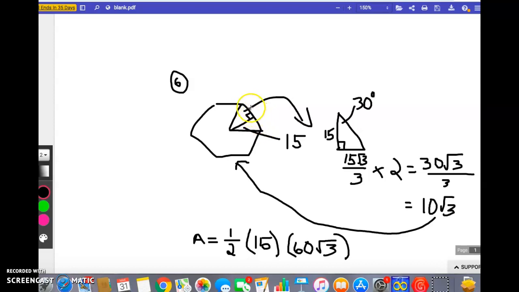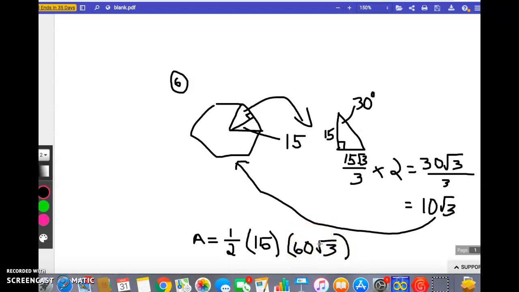But to get the whole side length, one full side, you need to double it. So times 2 gives you 30 radical 3 over 3. And if I simplify, it gives you 10 radical 3. So that's why each side would be 10 radical 3, 10 radical 3, 10 radical 3. All those are 10 radical 3, giving you your perimeter of 60 radical 3.